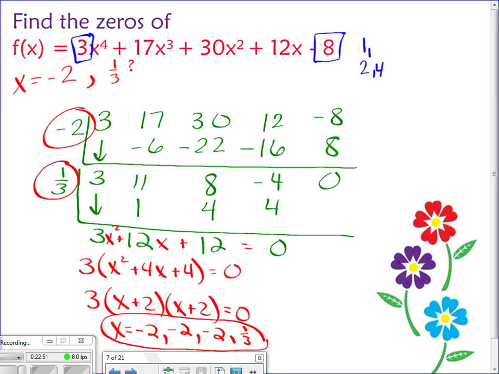Wow, this shouldn't be hard. 1 and 8, 2 and 4. I took you back too far, basic stuff, didn't I? Your factors of 3?